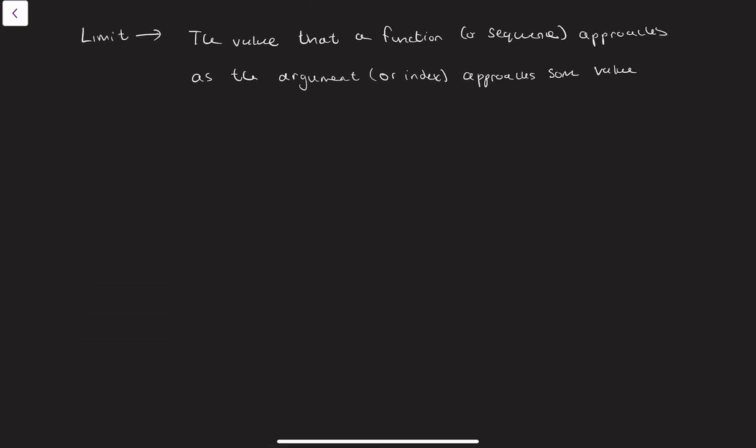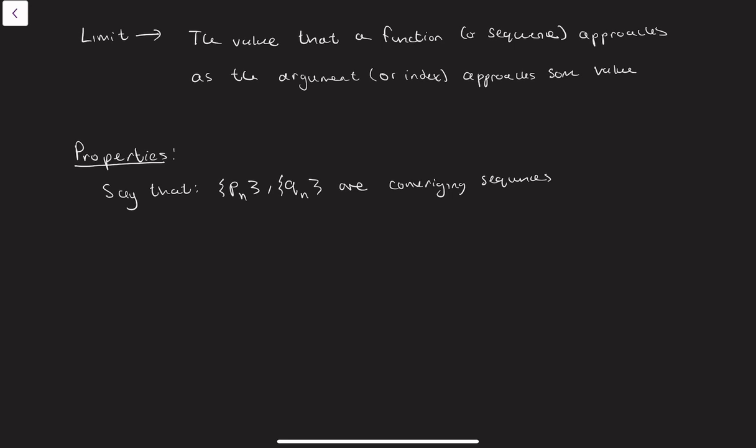So some properties. Let's say that P of n and Q of n are converging sequences. So they have limits that converge to a specific value.